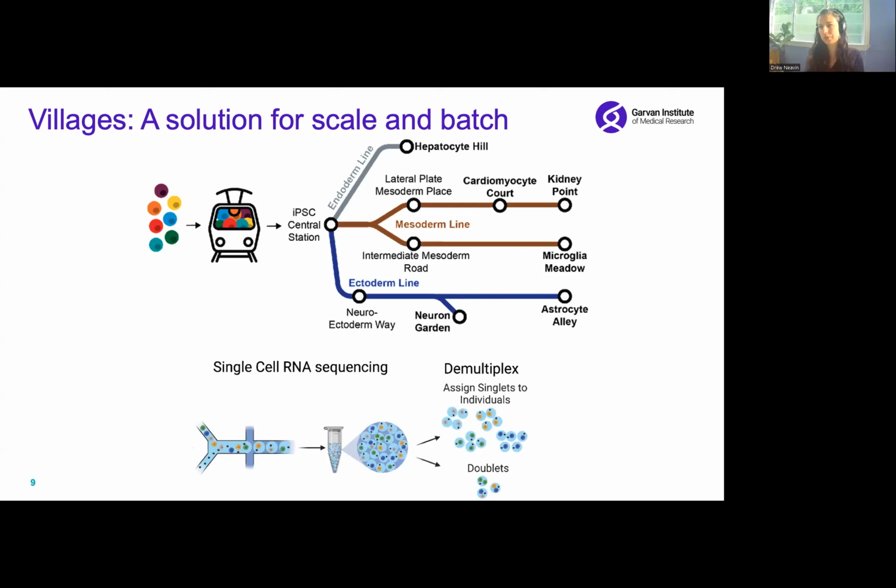But of course, as you're noticing, and I think previous talks in this seminar series have also talked about this, we need to be able to then at the end point look at each of these cells separately, right? So we need to be able to identify which cells belong to each individual. And so we can do that with single cell RNA sequencing and then using demultiplexing methods to help us parse single cells that are from each individual and remove doublets that would confound our analyses.